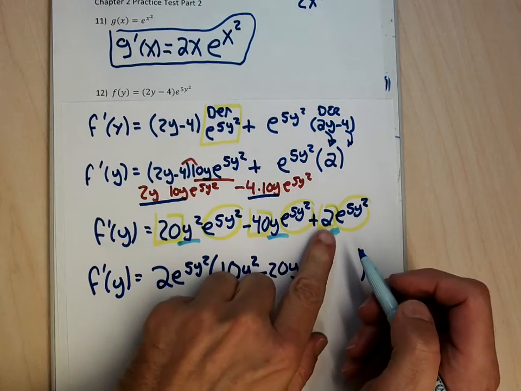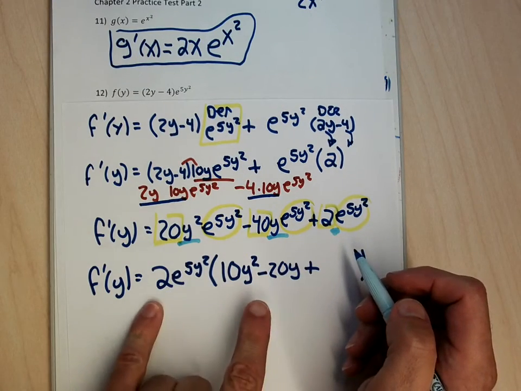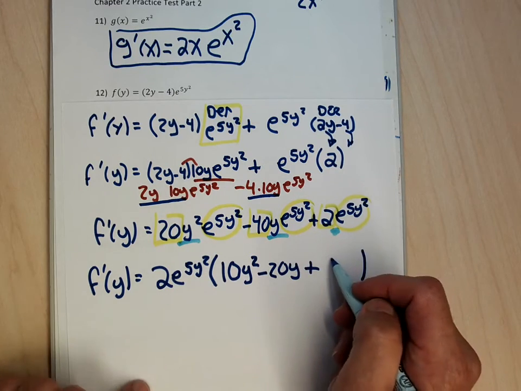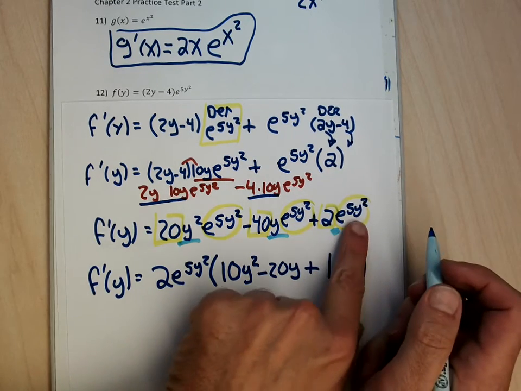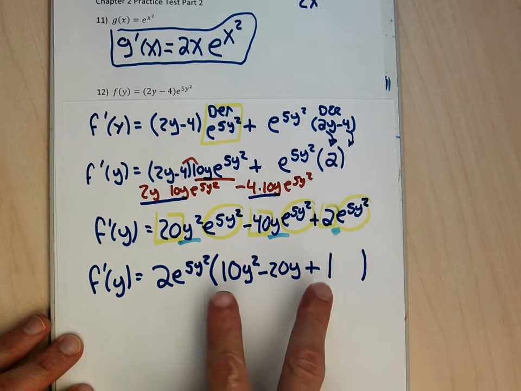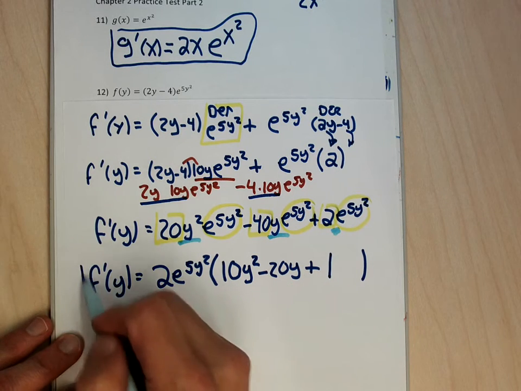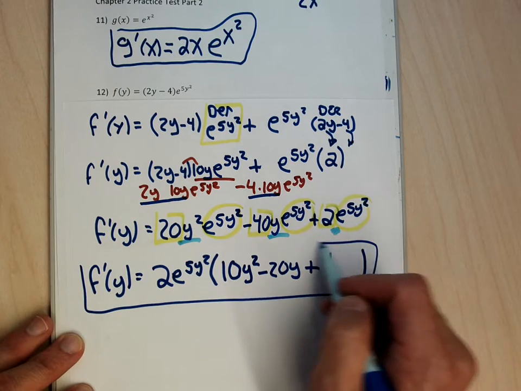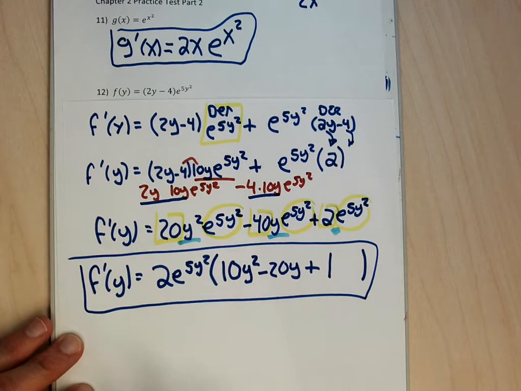The second piece, I started with a 2. I factored out the 2. I'm going to divide that 2 by 2 and be left with a 1. And I factored out the e to the 5y squared. I've pulled out my common factor. I don't think that factors, and even if it did factor, I'm not going to make a go at factoring it. That's going to be my answer to number 12.